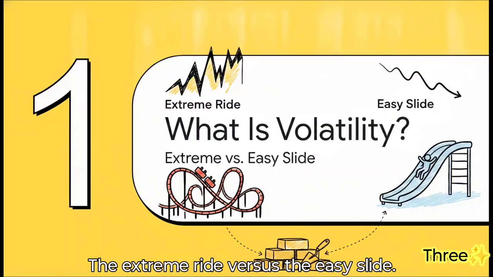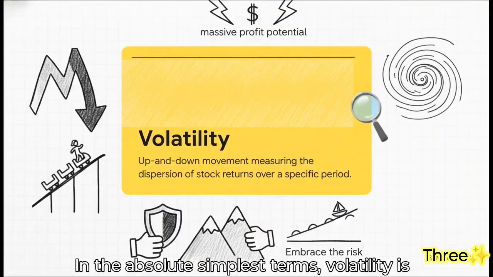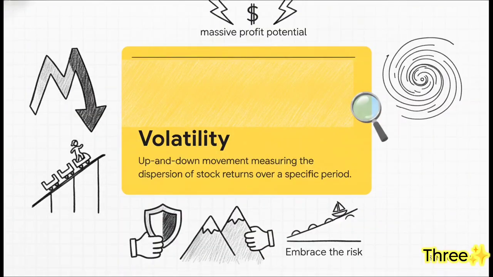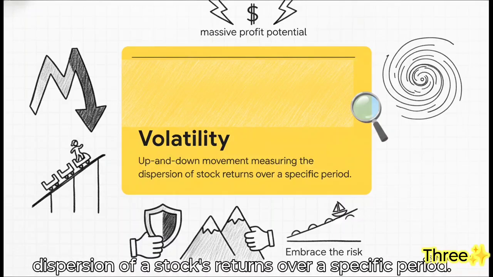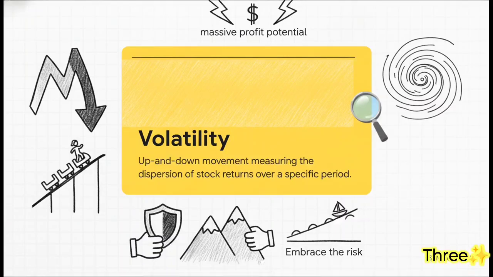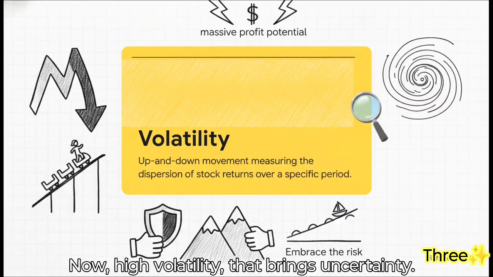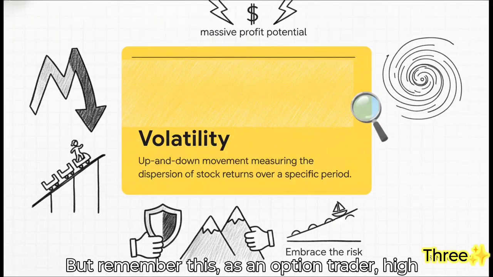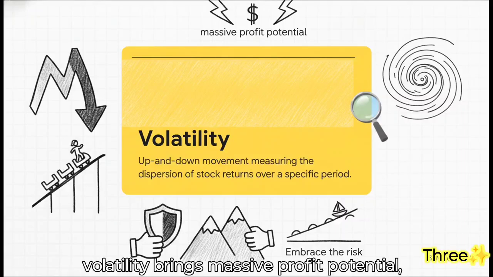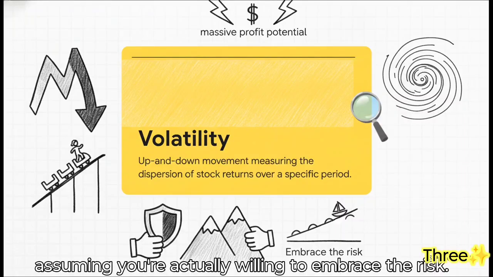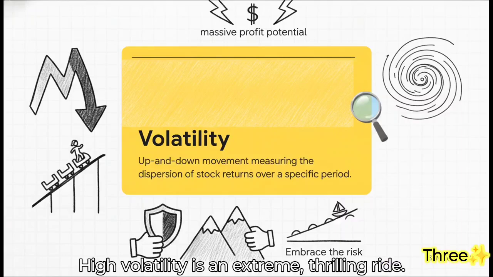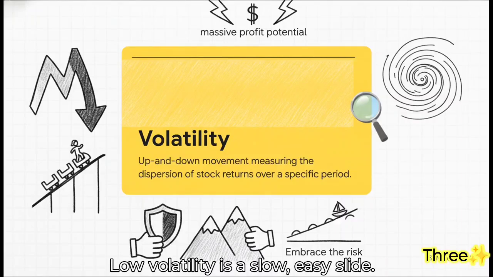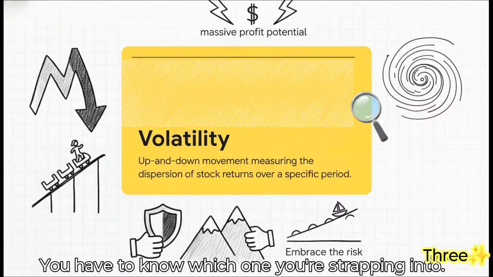So, Section 1. What is volatility? The extreme ride versus the easy slide. In the absolute simplest terms, volatility is just the up and down movement of the market. But mathematically speaking, it measures the dispersion of a stock's returns over a specific period. Now, high volatility brings uncertainty. It completely terrifies everyday retail investors. But remember this, as an option trader, high volatility brings massive profit potential, assuming you're actually willing to embrace the risk. High volatility is an extreme, thrilling ride. Low volatility is a slow, easy slide. You have to know which one you're strapping into.